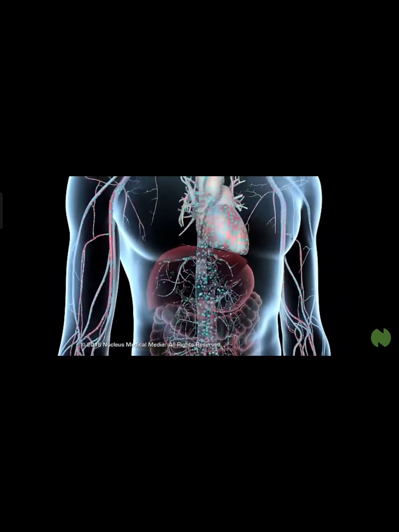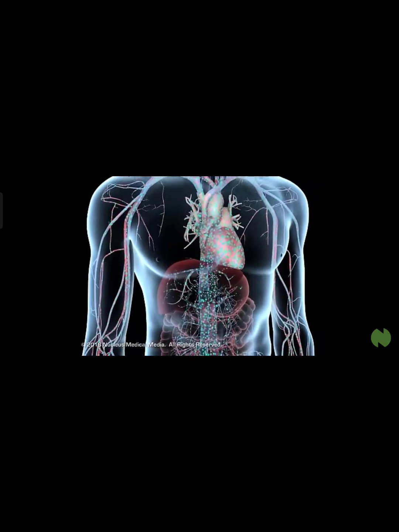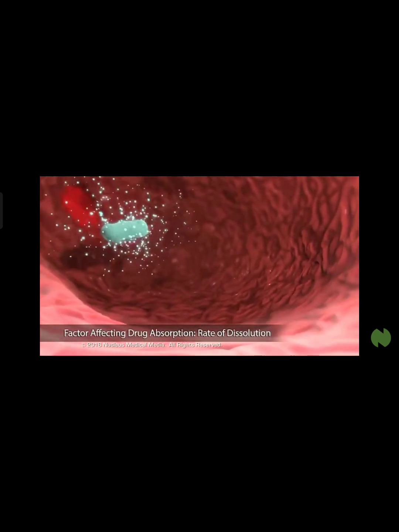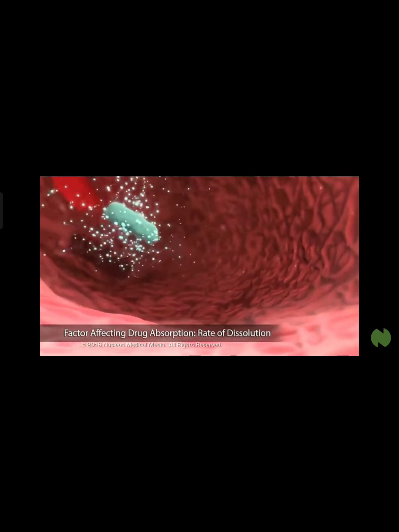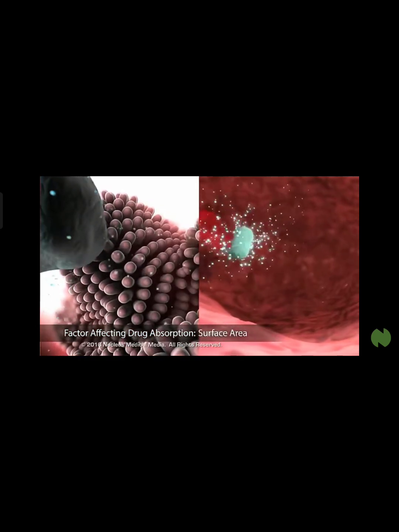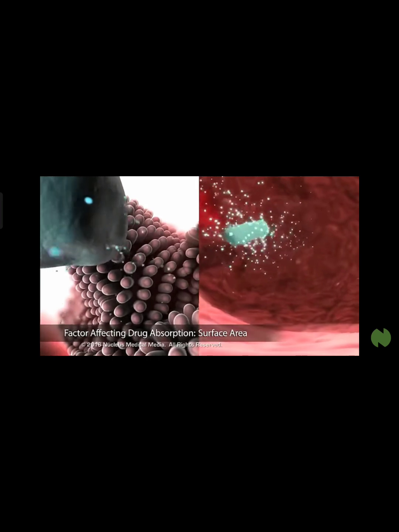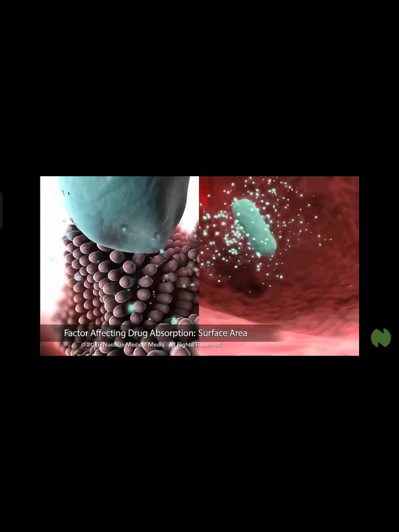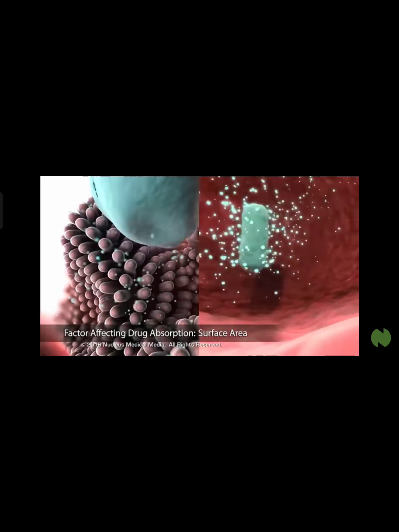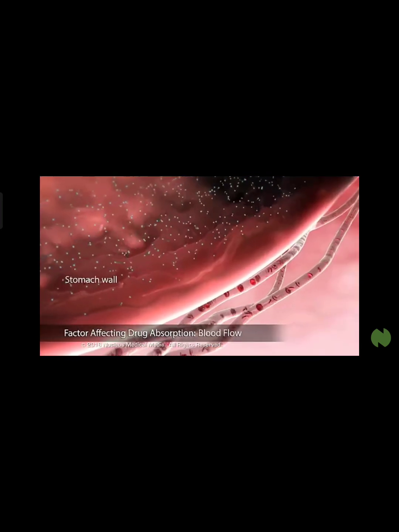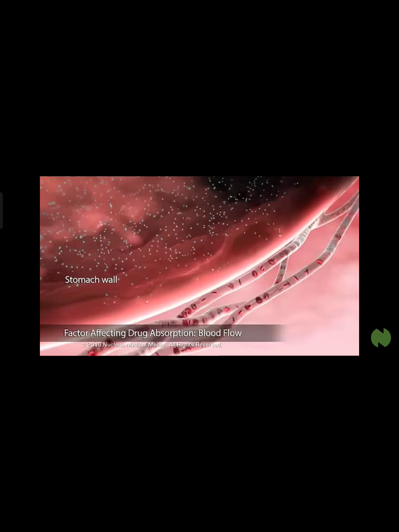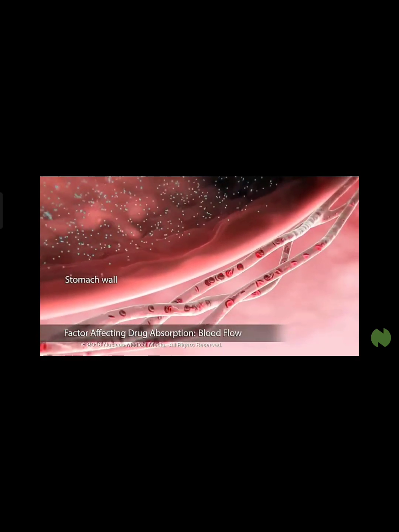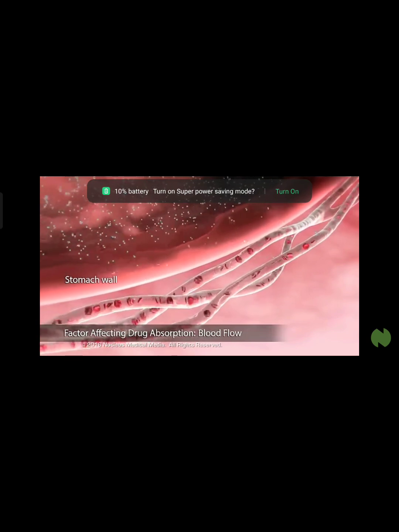Some factors affecting drug absorption are the rate of dissolution. Drugs that dissolve faster are absorbed faster. Surface area. Since the lining of the small intestine has more surface area than the lining of the stomach, most drugs are absorbed faster in the small intestine. Blood flow. The greater the concentration gradient between the drug-filled stomach and the rapidly flowing drug-free blood, the faster the absorption.